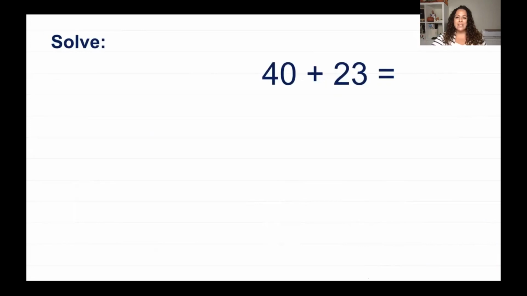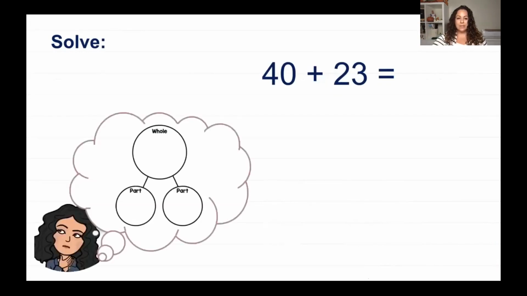So let's go ahead and solve this problem. I have 40 plus 23. Now, if I'm thinking of using a number bond, I'm going to go ahead and decompose a number. Now, I'm not going to decompose my multiple of 10, which is 40, because that's a friendly number. 23 is not a friendly number, so I'm going to decompose it to make it a friendly number. So here's my 23, and I'm going to take it apart, and that's 20 and 3.